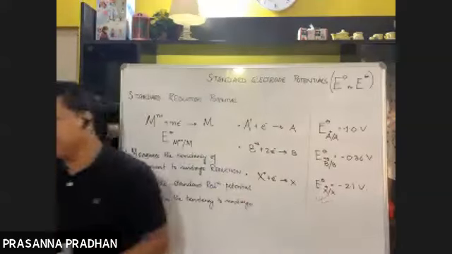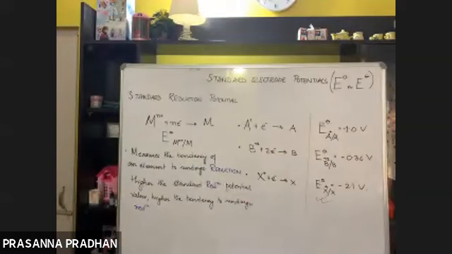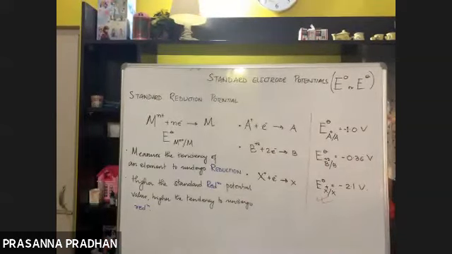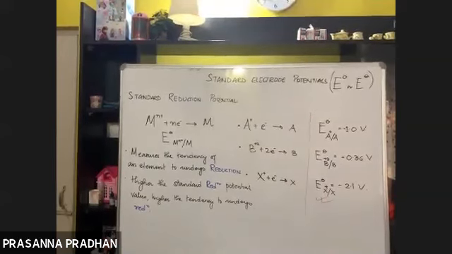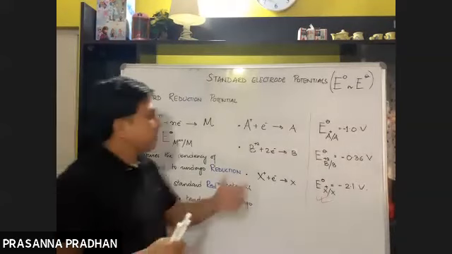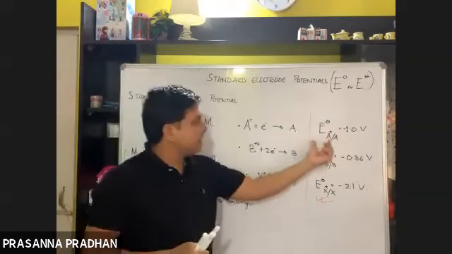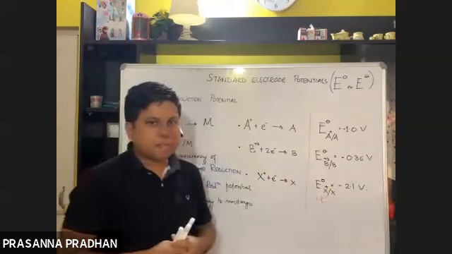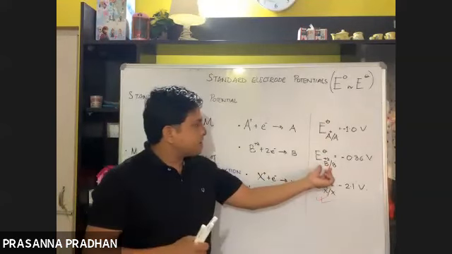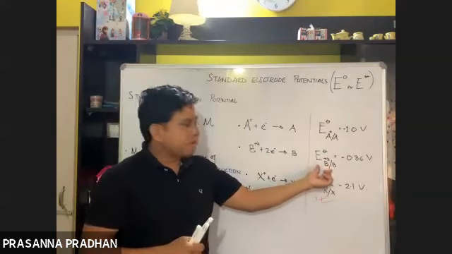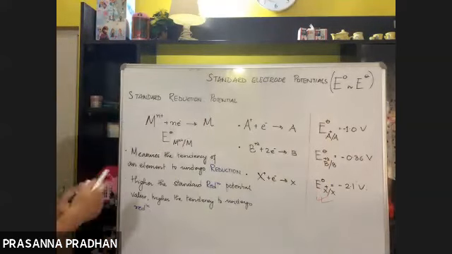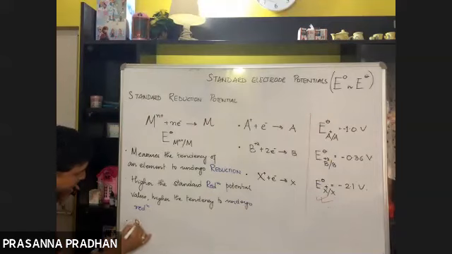So it's a very simple concept. Just by looking at the oxidation potential and reduction potential values, we can compare the tendency to undergo oxidation and reduction. So here, the reduction potential of B dipositive is highest. So among all these ions, which has the highest tendency to undergo reduction? Here the answer will be B dipositive has the highest tendency to undergo reduction.